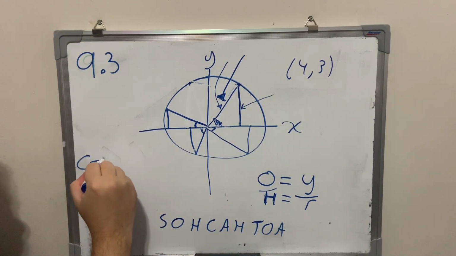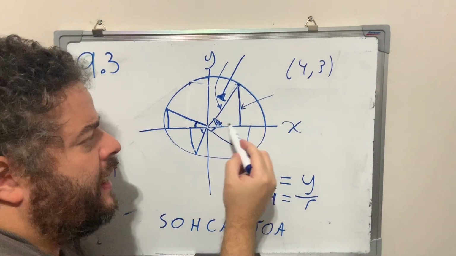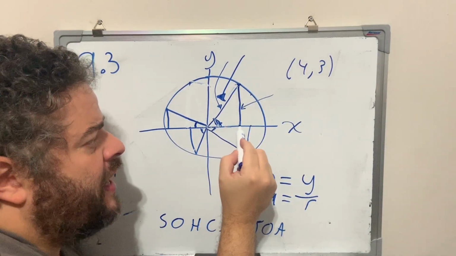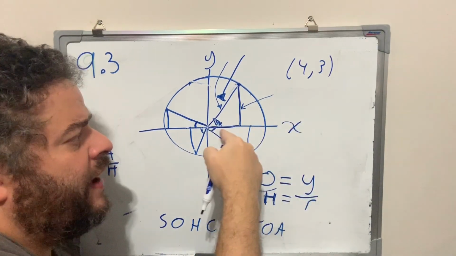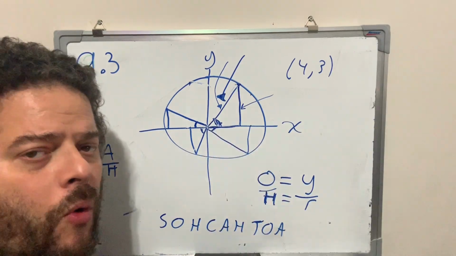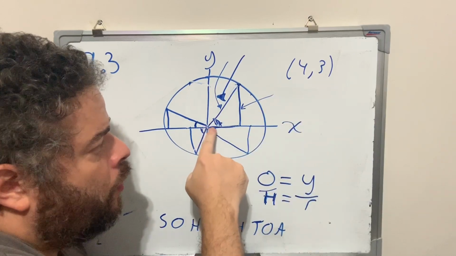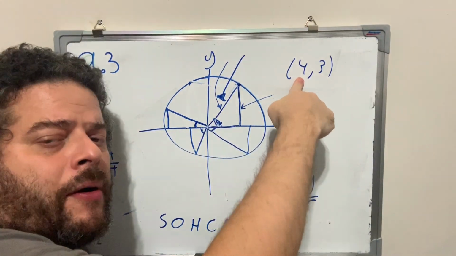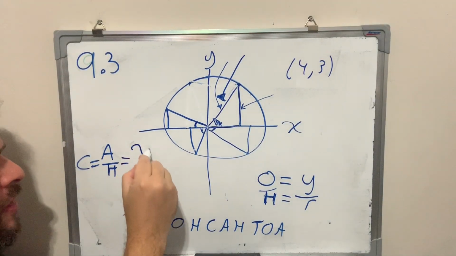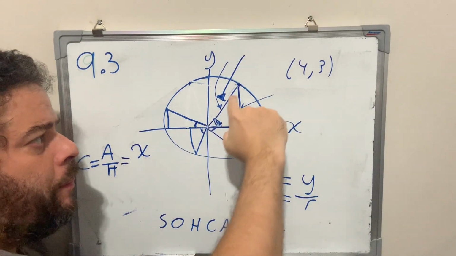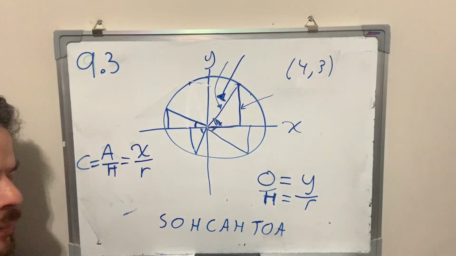Cosine is the same thing as adjacent over hypotenuse. If you look at this triangle in the first quadrant, the adjacent side would be this side. Is that side not the x value of that particular coordinate? If I give you this coordinate, again, 4, 3, would this portion not be the x part, or 4? Yeah, so adjacent is the exact same thing as x. And hypotenuse would again be the radius of the circle.